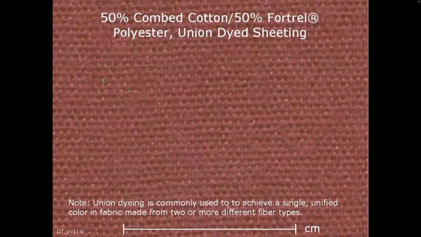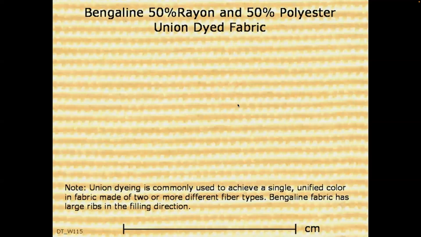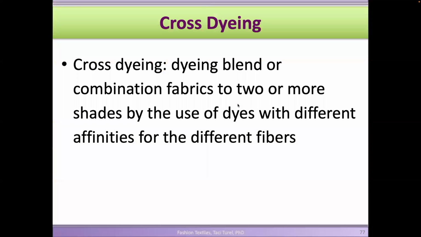So this is a 50% cotton, 50% polyester fabric. This is union dyed, so you see that it's just one single color, but both the polyester yarns and cotton yarns picked up the same color. So you have a union color shade on the fabric. This is union dyed, 50% rayon, 50% polyester.